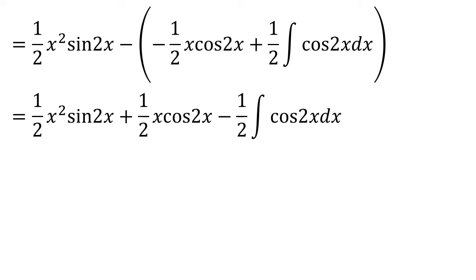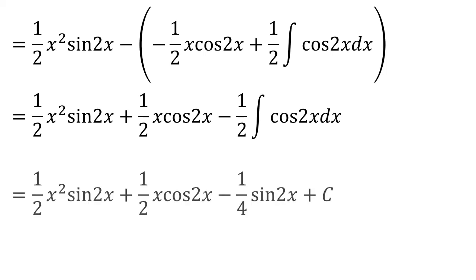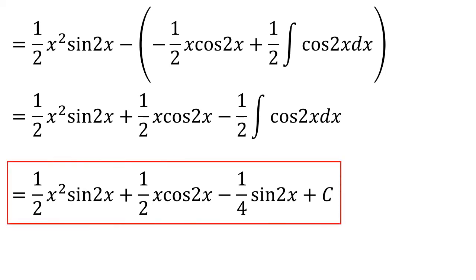It will become 1/2 x squared sine 2x plus 1/2 x cosine 2x minus 1/2 integral of cosine 2x dx. So cosine 2x dx is already integrable. So this will become 1/2 x squared sine 2x plus 1/2 x cosine 2x minus 1/4 sine 2x plus c. Okay? If you integrate cosine 2x dx, it will result to 1/2 sine 2x. So multiply to 1/2, that's why it became negative 1/4 sine 2x plus c. Okay? I know you understand that. So this is considered as our final answer.